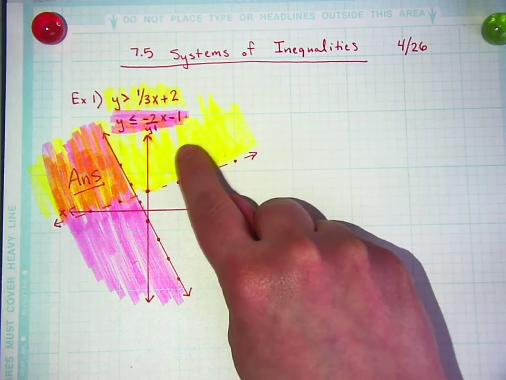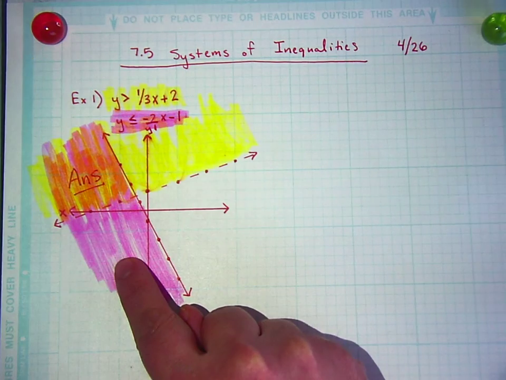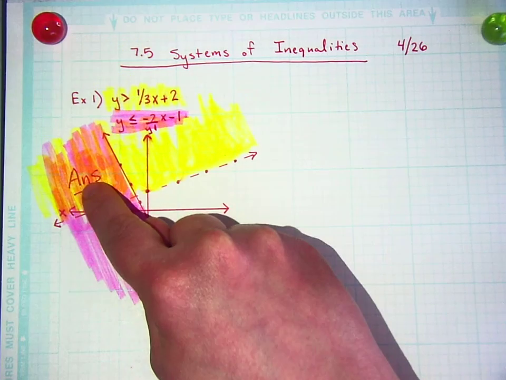Is this over here the answer? No. Is this the answer? No. But this is, okay? It has to be where both of them are.